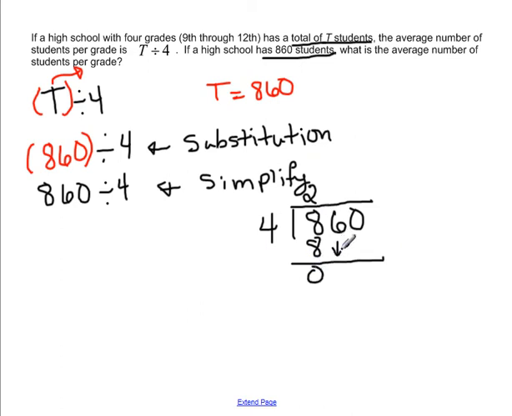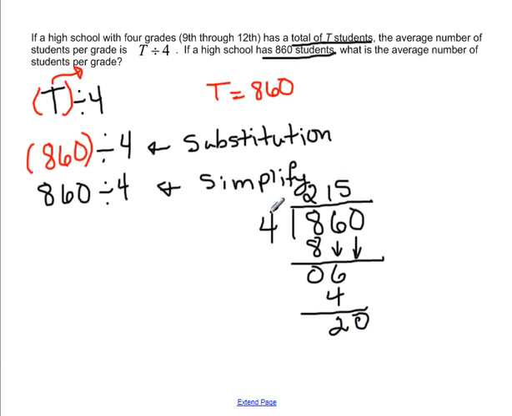And then we bring down the next digit, which is 6. 4 goes into 6 once. 4 times 1 is 4. And when we do the subtraction, we have a 2. And then we bring down the next digit, which is 0. And 4 goes into 20 5 times.